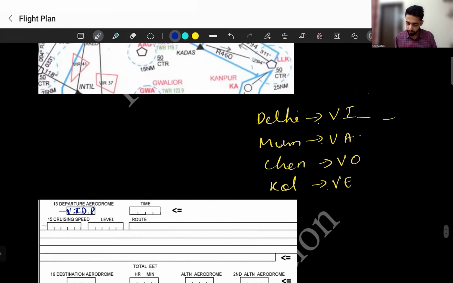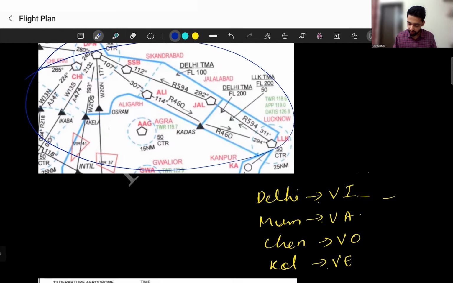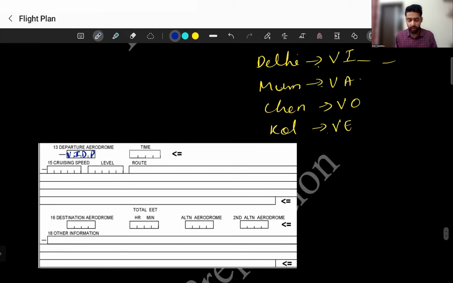Now let's talk about this. The full region will have Victor India as its initials. Now let's come to the second part, that is time. Time is what? They are asking about the departure time. So at what time are you departing?